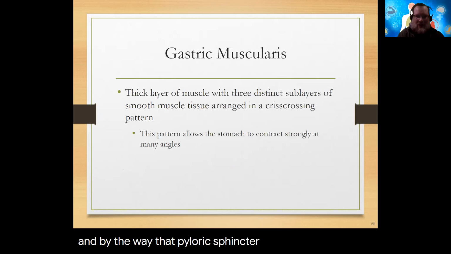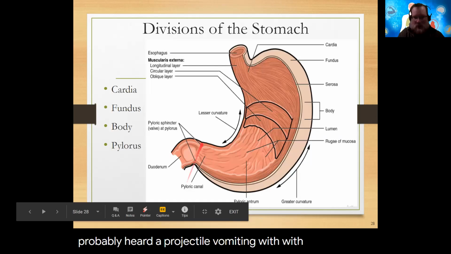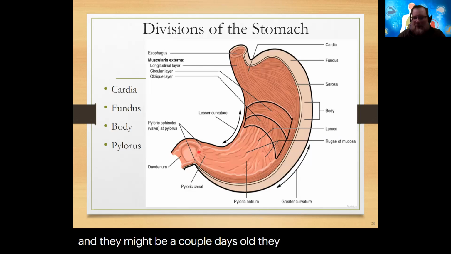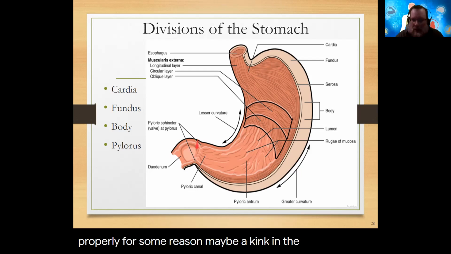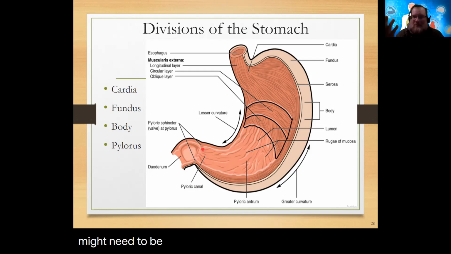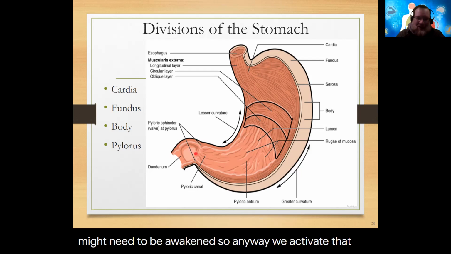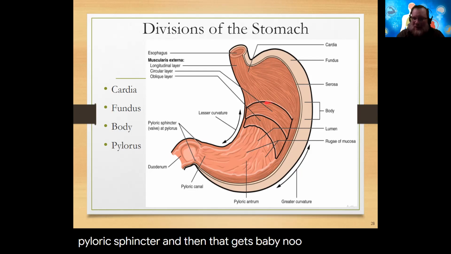Oh, and by the way, that pyloric sphincter, you guys have probably heard of projectile vomiting with newborns, and they might be a couple days old and they still haven't pooped and their bellies are super distended and they shoot vomit 2 or 3 feet. Not all babies, newborns especially, kind of spit up and dribble, but these are like Exorcist-level spewing. That is usually caused by something we call pyloric stenosis. So the pyloric sphincter is dysfunctional, didn't develop properly for some reason, maybe a kink in the hose. So they have to go in and get that kink cauterized, or it might need to be opened up. But anyway, we activate that pyloric sphincter, and then that gets baby nutrients, because baby's not absorbing nutrients, right? If we're not getting anything past the stomach, that's bad.